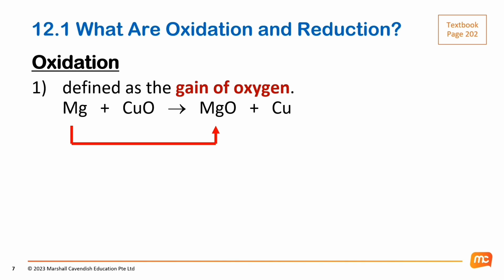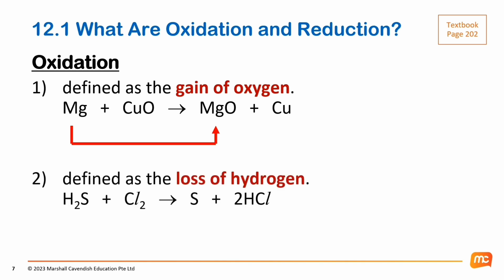Another way to determine whether there is oxidation is to look at whether there's a loss of hydrogen. Similarly, look at this equation here. You'll notice that the hydrogen sulfide, which is H2S, went through a reaction to become sulfur. So there is a loss of hydrogen, and hence in this case there is an oxidation happening.